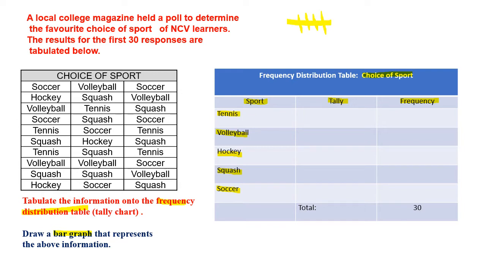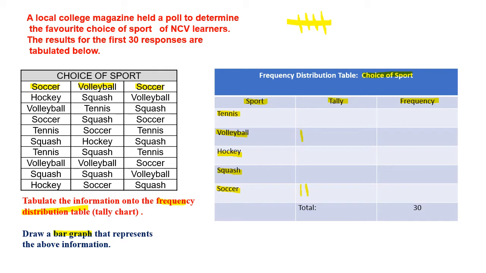In order to ensure that I do not make any mistakes, I'll start crossing off. Soccer, under soccer, I'll put in a 1. Then I'll go to volleyball, cross out volleyball, under volleyball a 1. Soccer again means this becomes a 2. So basically, this tally enables me to calculate the frequency.